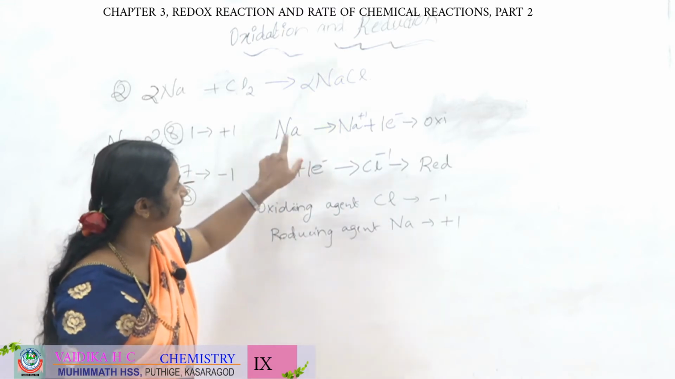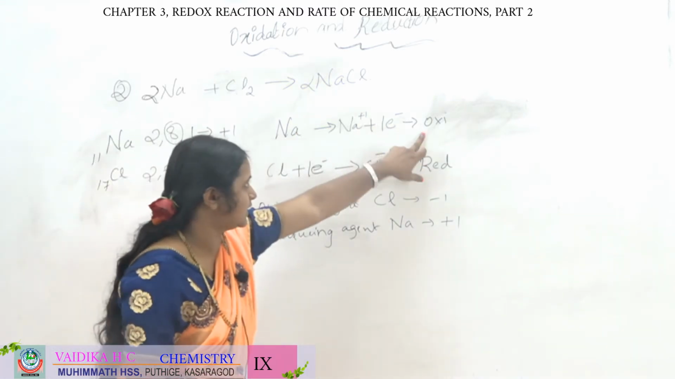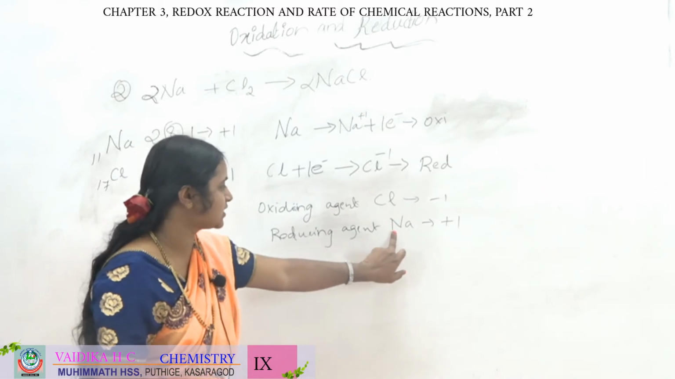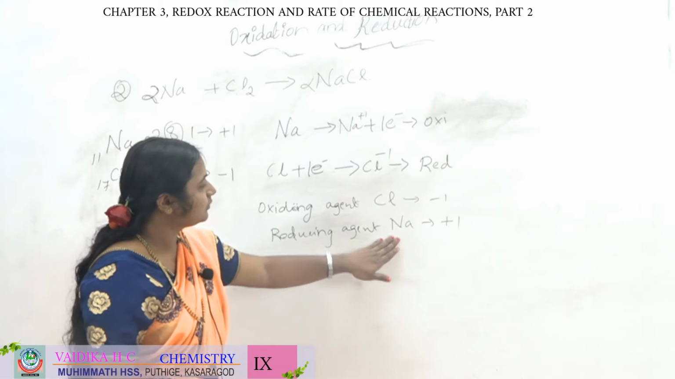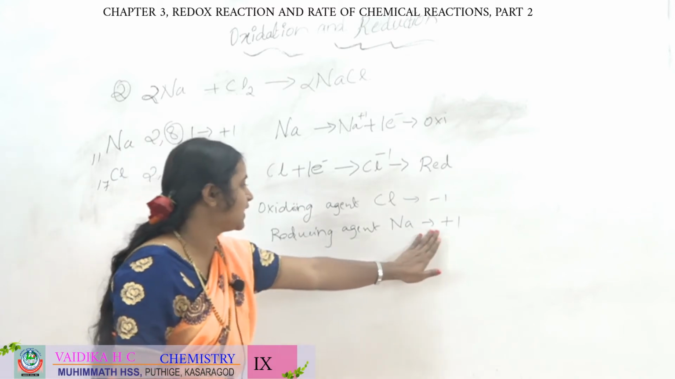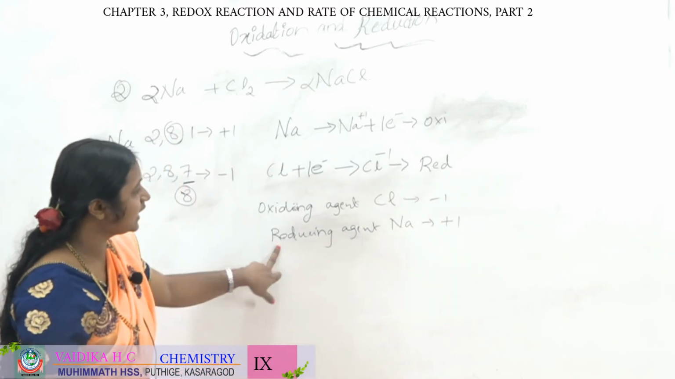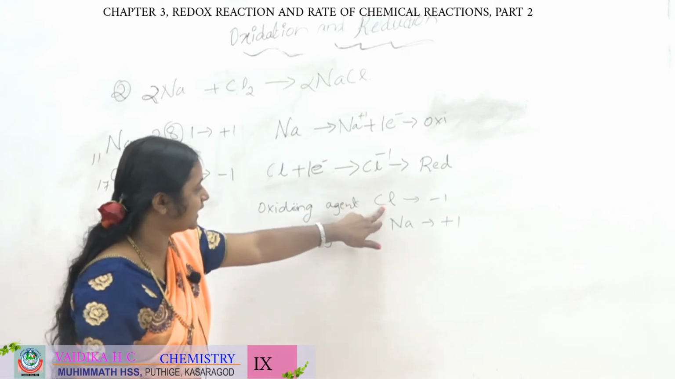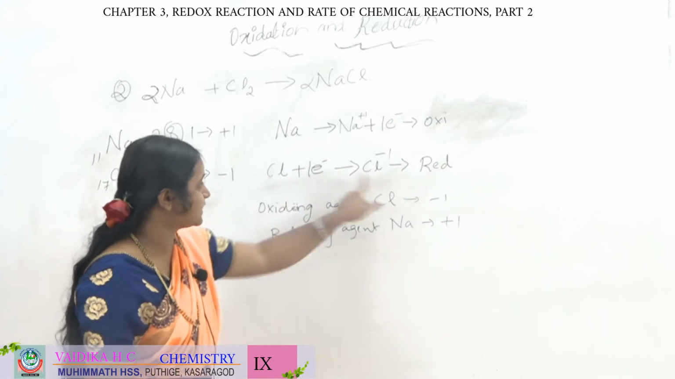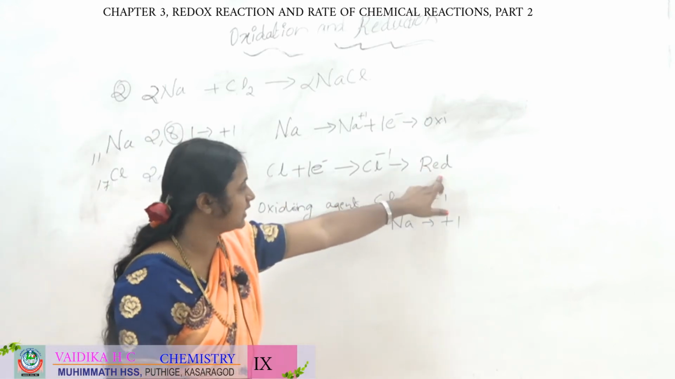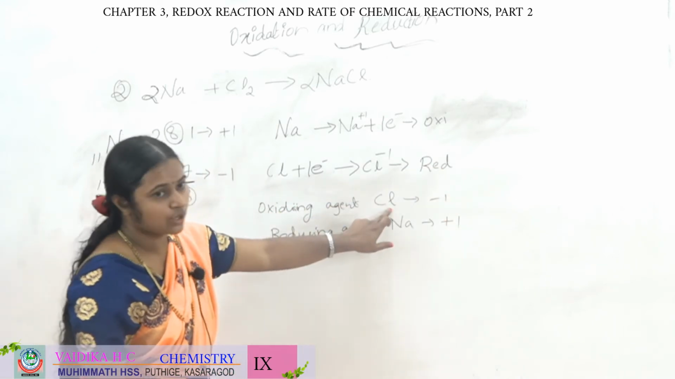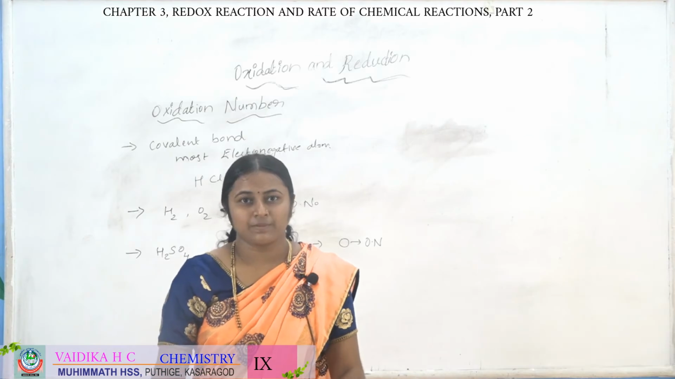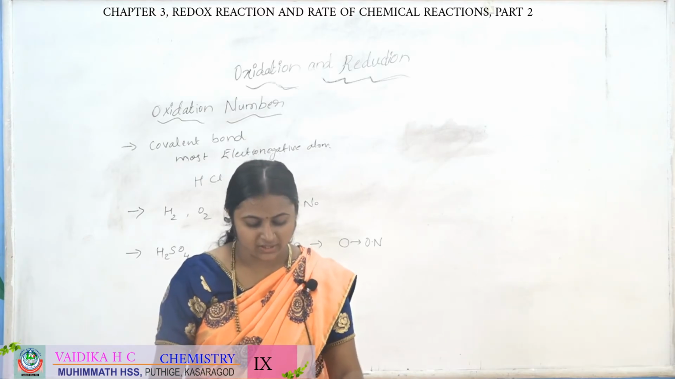So the reducing agent will be sodium and the oxidizing agent will be chlorine. This reaction is oxidation, that is loss of electron is oxidation, and the atom which loses the electron is called the reducing agent. Here chlorine gains the 1 electron, so the process is reduction, but the oxidizing agent is chlorine. The next topic is the oxidation number.